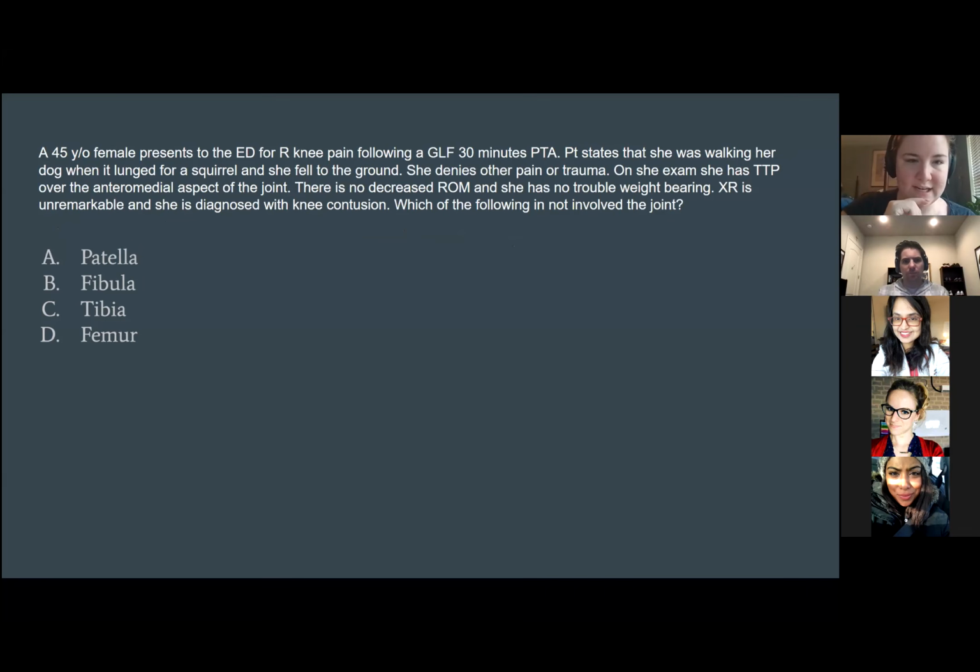So presents to the ED for right knee pain following a ground level fall 30 minutes prior to arrival. On exam, she has tenderness to palpation, no decreased range of motion.